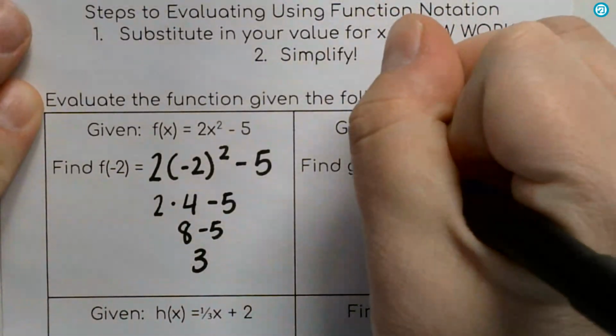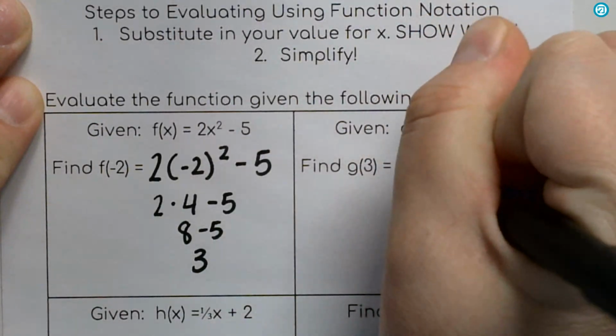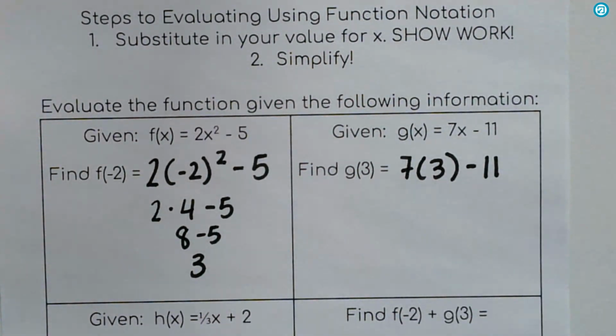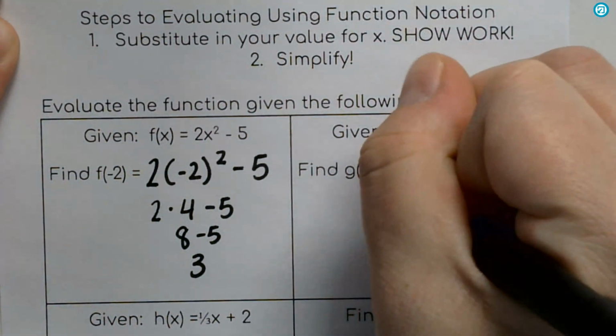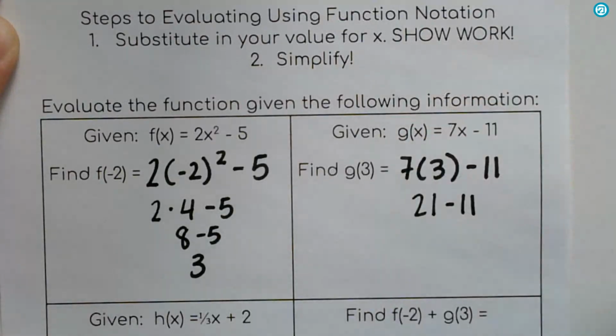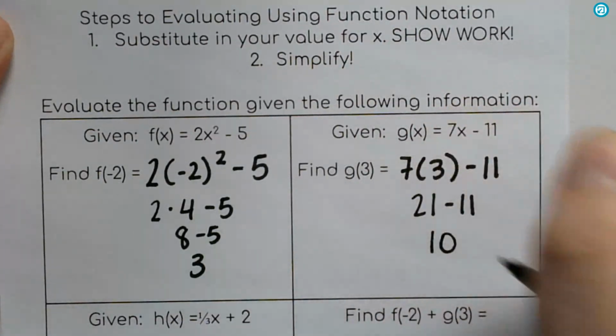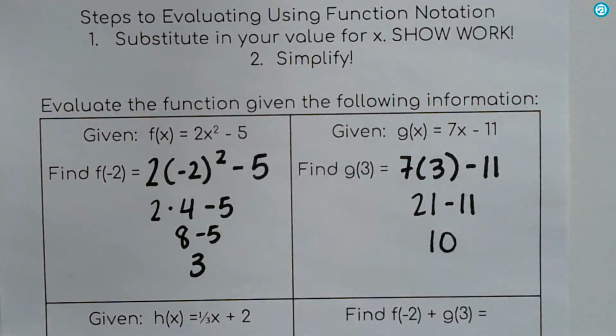So it's going to be 7 times 3 minus 11. Seven times 3 is 21. So that's 21 minus 11. And then 21 minus 11 is 10. And we could have done 7 times 3 minus 11 in a calculator if we wanted to.